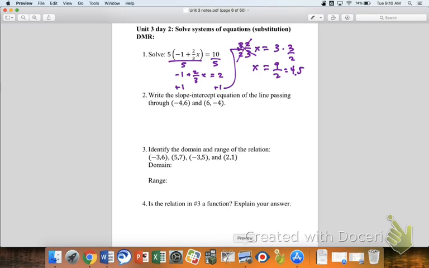Number 2 then, write the slope-intercept equation of the line passing through (-4, 6) and (6, -4). What are the 2 things you got to have to write the equation or graph of a line? Slope and a point. So my slope, I don't really know yet. My point, I've got 2 to choose from. Which one do I have to pick? Either one. It really doesn't matter.